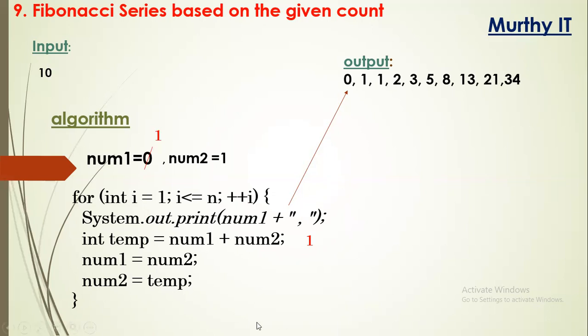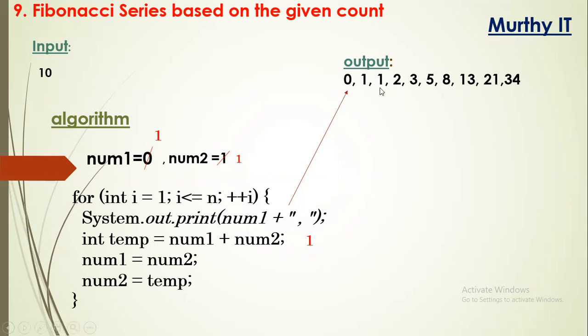Finally, the last statement: number 2 equal to temp. In number 2, 1 is there, and in temp also 1 is there. So the old value in number 2 is replaced by the new value, 1 replaced by 1. At the time the first iteration finished, 0 was printed.